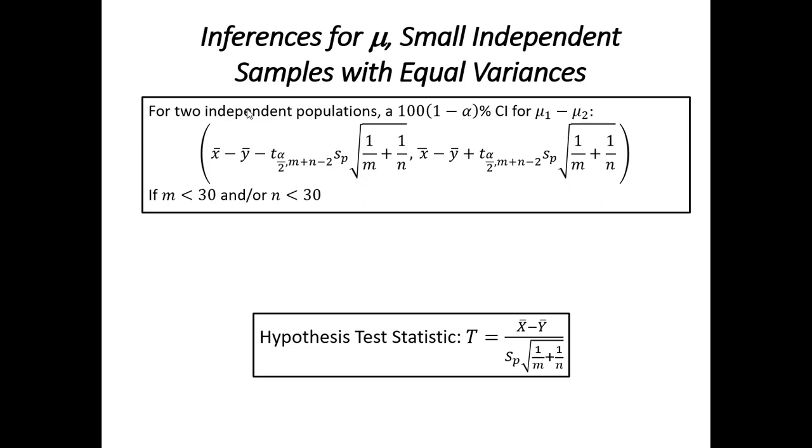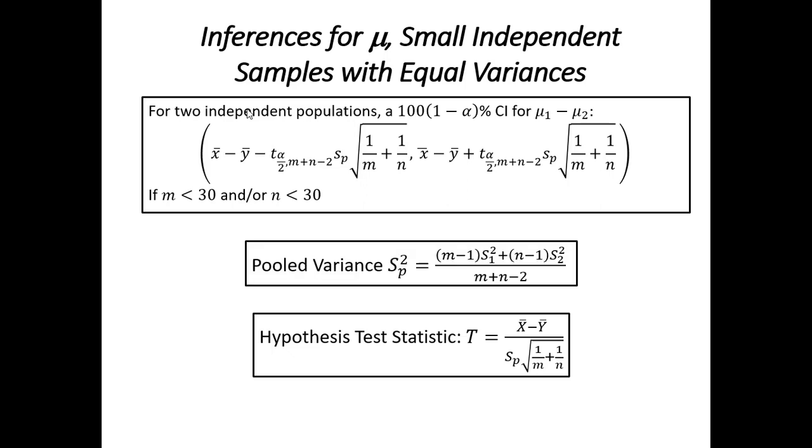But when we have equal variances, we have this new term to consider that we'll call a pooled variance. And you can see that this term here, which is denoted by SP, is given by m minus 1 times the variance of sample 1 plus n minus 1 times the variance of sample 2 all over m plus n minus 2. So you'll see this term in our formulas.